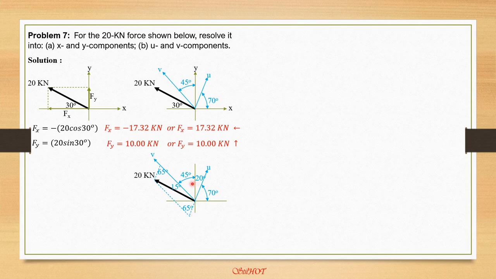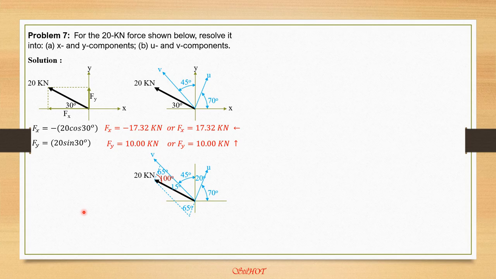So this angle here is 15 degrees because it is 90 minus 45 minus 30. So the angle between the v and the 20 kilonewton force is 15 degrees. Again, 15 degrees is 90 minus 45 minus 30. So that's 15 degrees, so that we can compute this angle. It is 100 degrees because it is 180 minus 65 minus 15. So that measure of angle is 100 degrees.